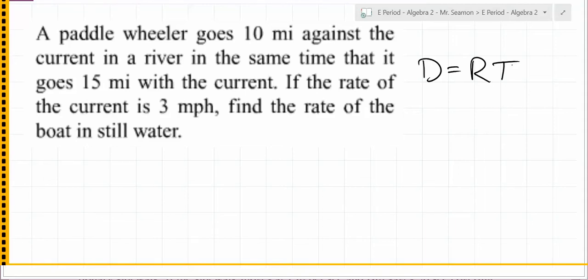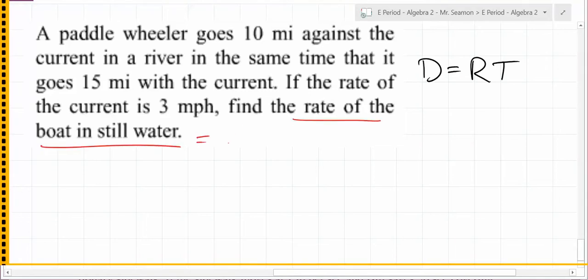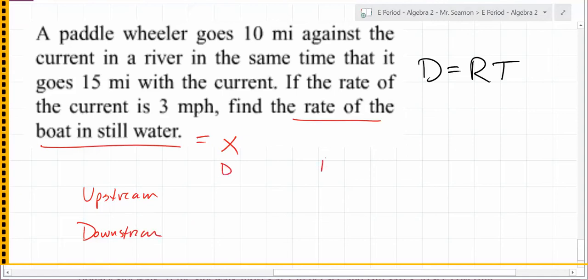So again, what is the first thing you always do? Figure out what you're trying to answer, what you need to answer the question, and label that as your variable. So in this case, it's the rate of the boat in still water. What do you want to call that? X? Absolutely. Now, what did we like making when we had distance equals rate times time word problems? I like the table. Yeah, absolutely. So we have the upstream trip and the downstream trip. We have distance, rate, and time.